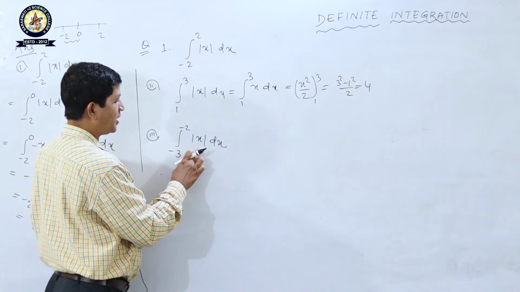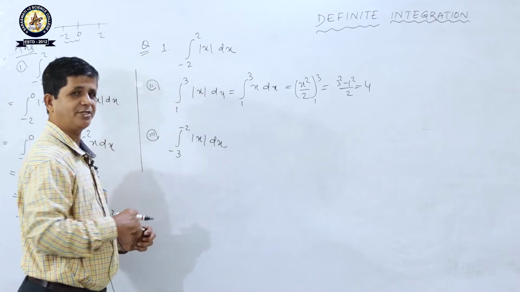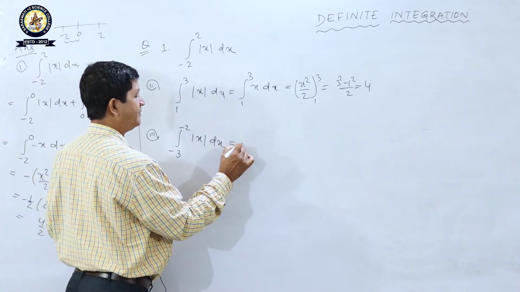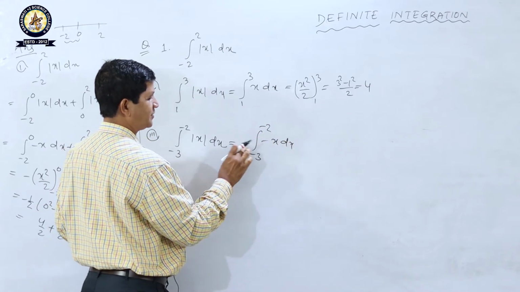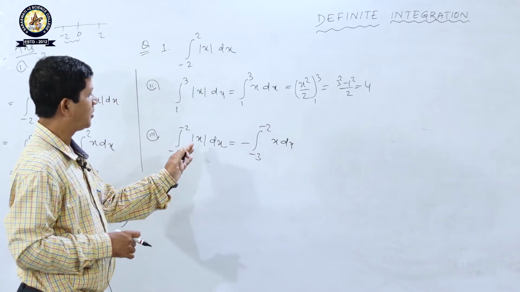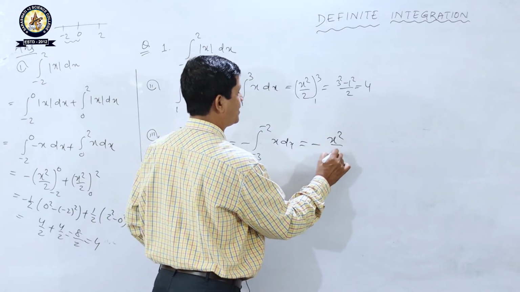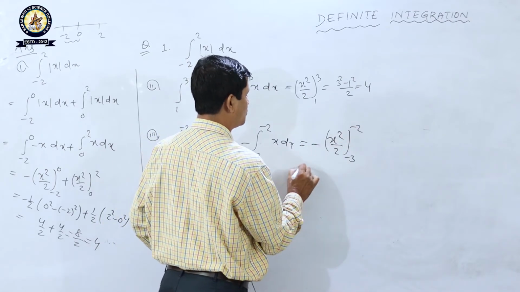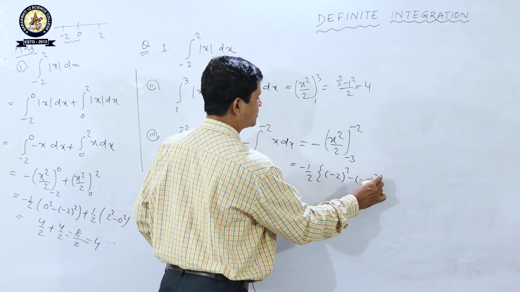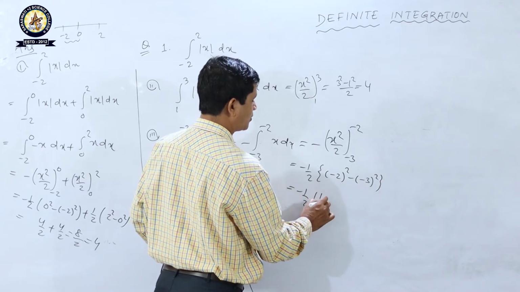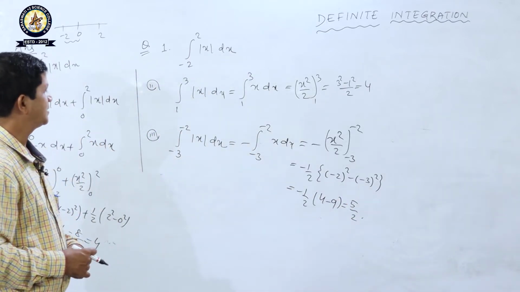And look at the point 0, it is 0. So minus 3 and minus 2 are on the left side of the 0. So modulus will be negative: minus 3 to minus 2 minus x dx. For mod x, we write minus x. So this is equal to minus x square by 2, from minus 3 to minus 2, minus 1 by 2 into minus 2 square minus minus 3 square, minus half into 4 minus 9, it is 5 by 2.